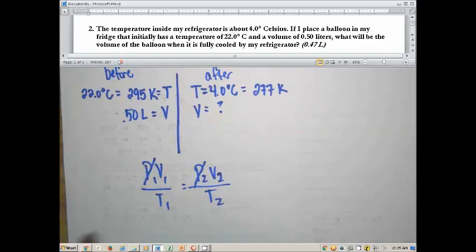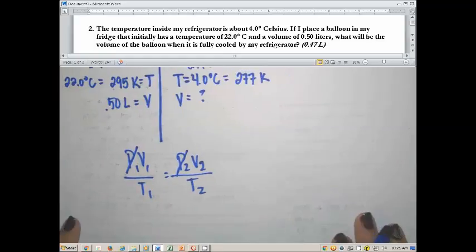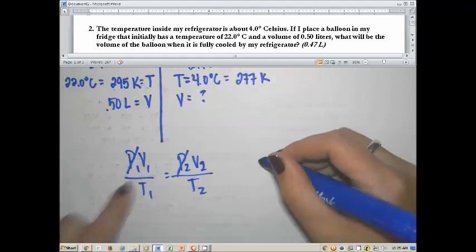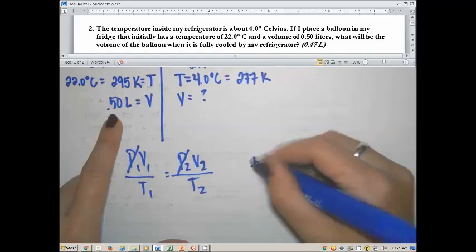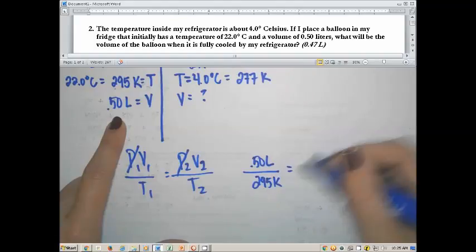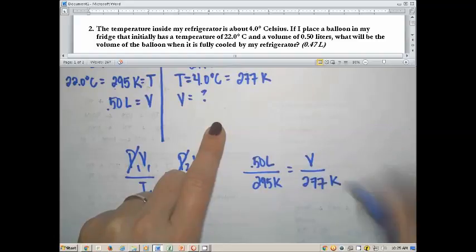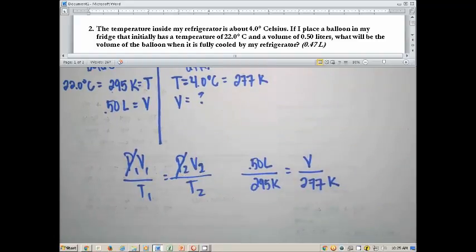So I'm going to plug in to my equation here. I'll scoot over just a little bit. I'm going to put in 0.50 liters over 295 Kelvin equals some other volume over 277 Kelvin. And then mathematically you're going to rearrange it, and you will end up with a volume of 0.47 liters. Now obviously I've already got the answers up there, so if you need to pause the video while you punch it into your calculator, make sure you get 0.47 liters.